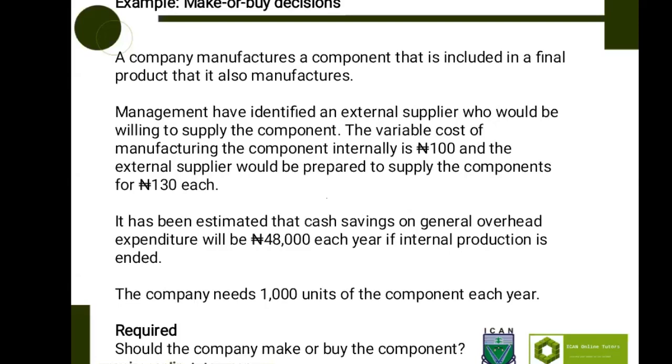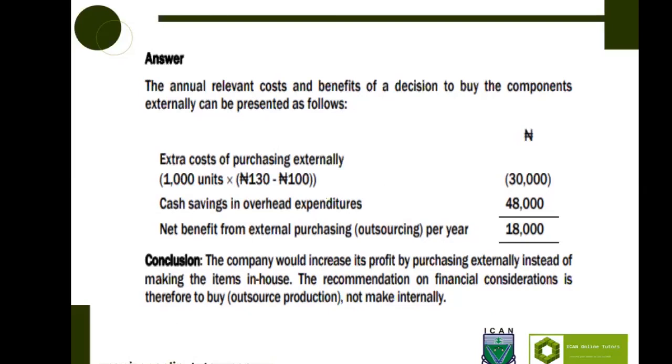Look at it from a financial viewpoint based on how much we are going to spend. Based on what we have, we're told that the variable cost of manufacturing the component internally is 100 naira, and the external supplier will supply it at 130 naira each. So let's look at the extra cost of purchasing externally to see if it will be okay. So 1,000 units times 30 naira, that's 130 minus 100 naira, gives us 30,000 naira.